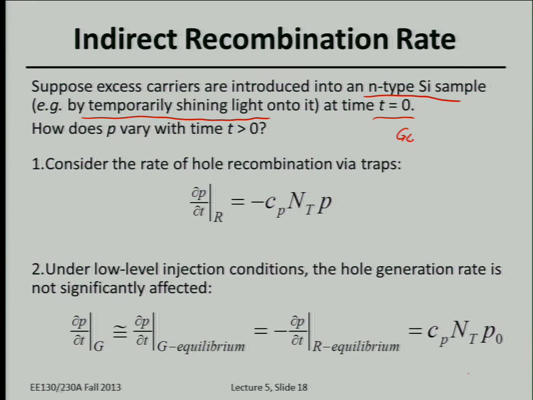So basically, before we move further to derive the relationships, let's look into the recombination rate of holes, okay? Because by shining light, I create electron-hole pairs. So basically, I increase both of them, right?